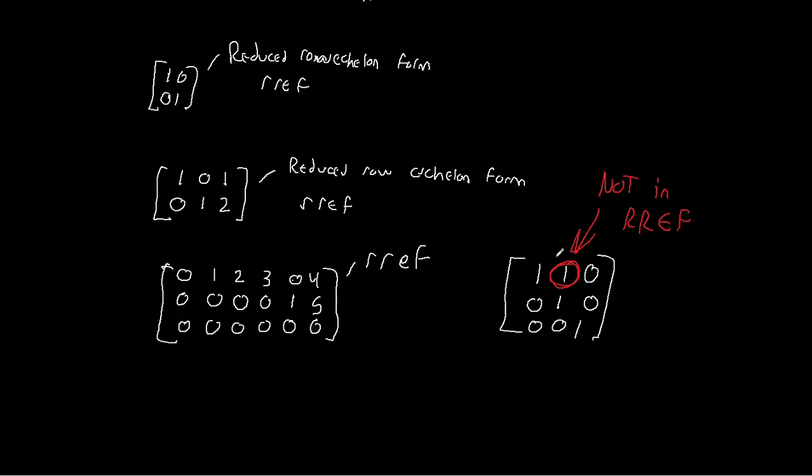So hopefully you understand what reduced row echelon form looks like, how to identify it. In the next video, we're going to walk through how we actually go about converting a matrix to reduced row echelon form and how to determine if it's even possible to do that.